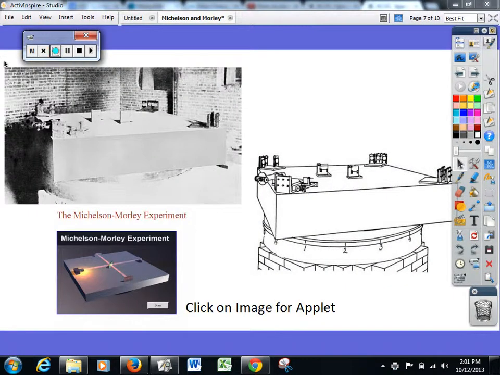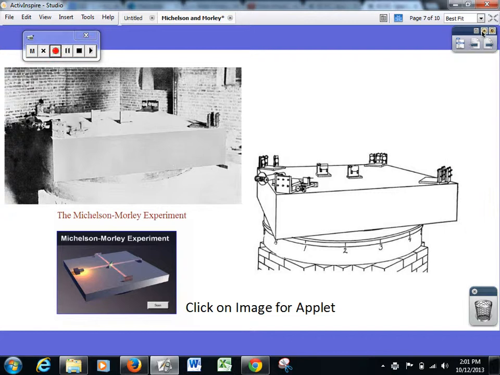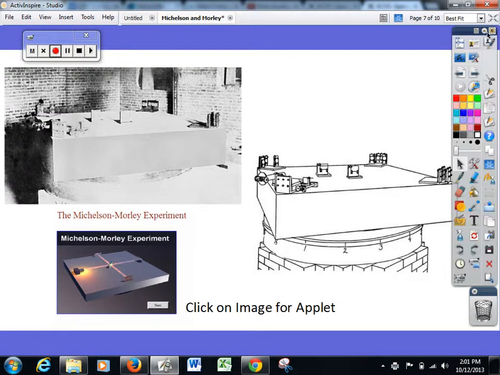Okay, these are two photographs. Well, one's a photograph of the actual apparatus and the other's a line drawing, because the photograph isn't exactly that clear, showing how the experiment was conducted. They used a very large, heavy slab of concrete and stone, and they placed it on a base of mercury.